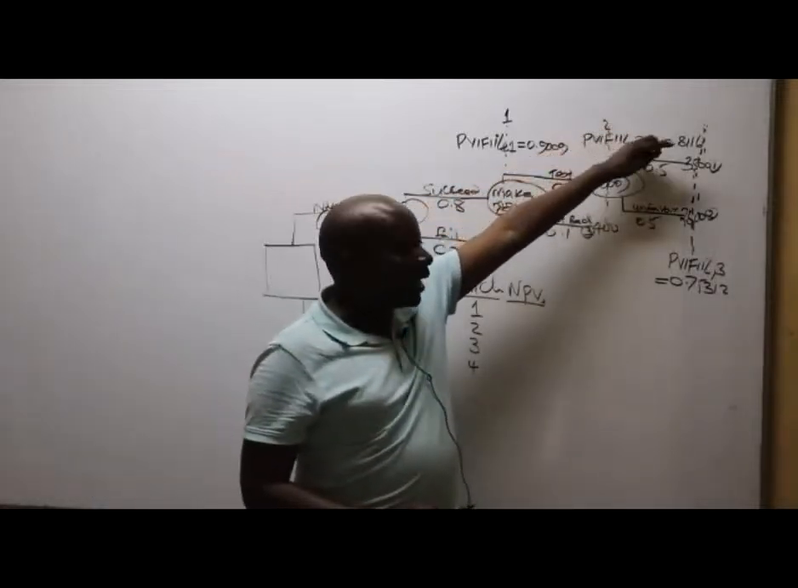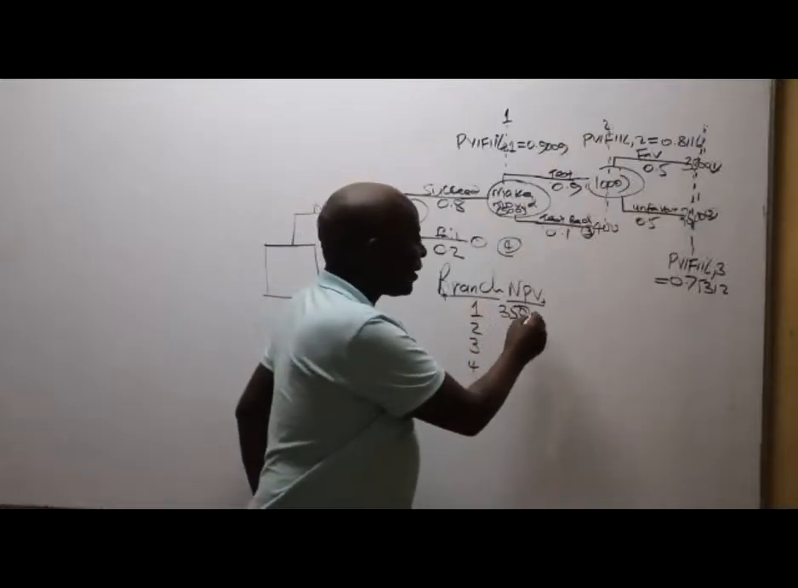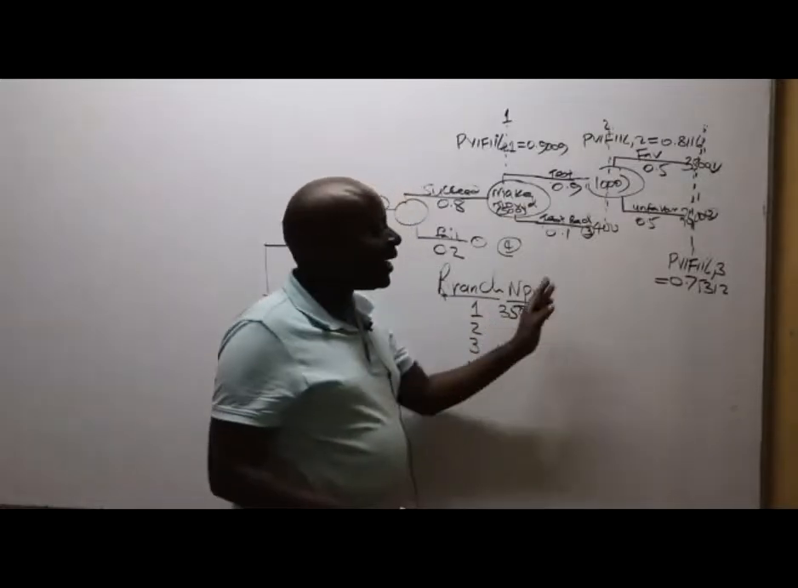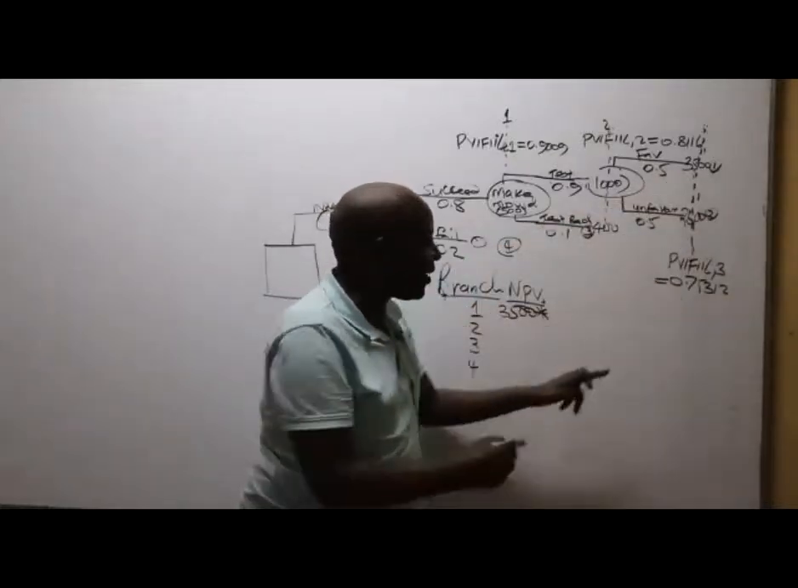So branch number 1, I'll pick the first figure here, which is 3,500. So 3,500, I need to discount this. So I should multiply this 3,500 with what discounting factor? 0.7312.